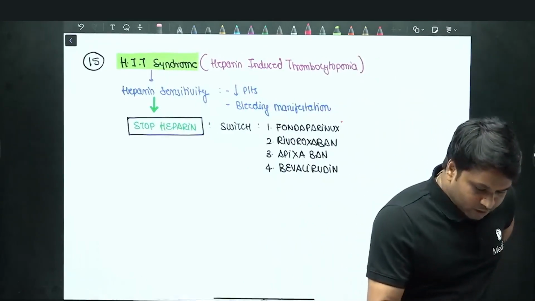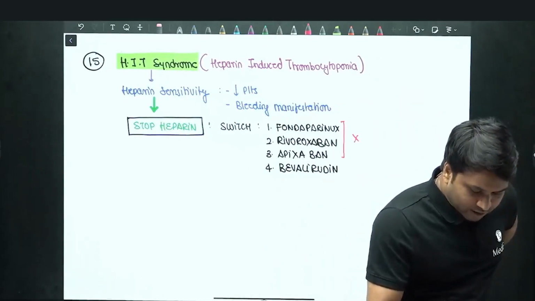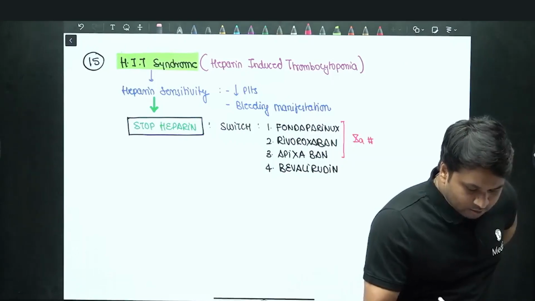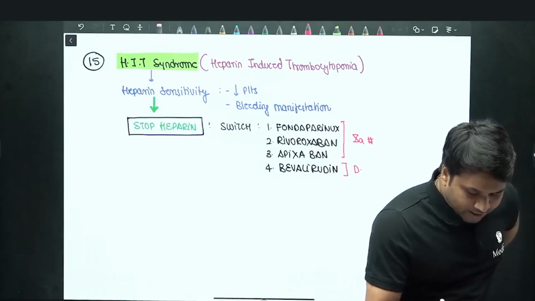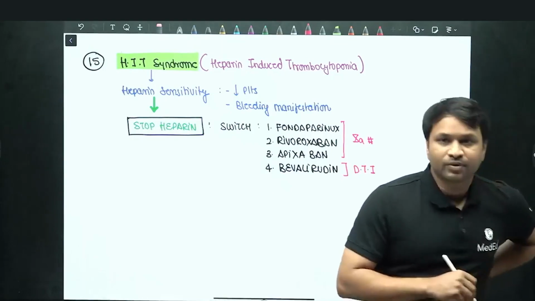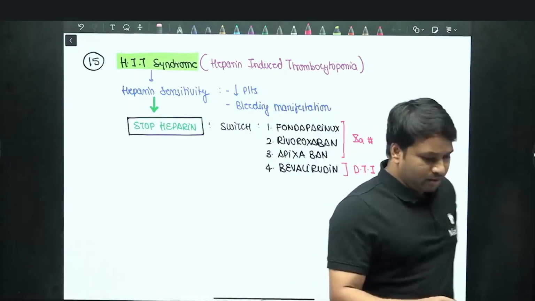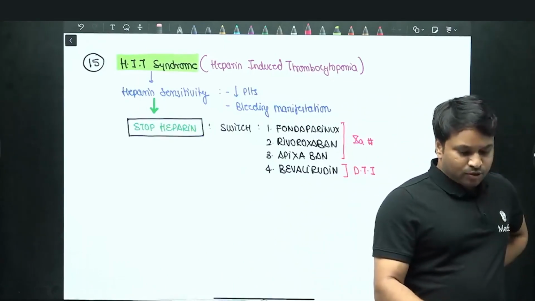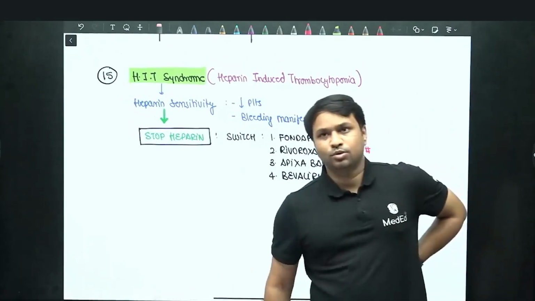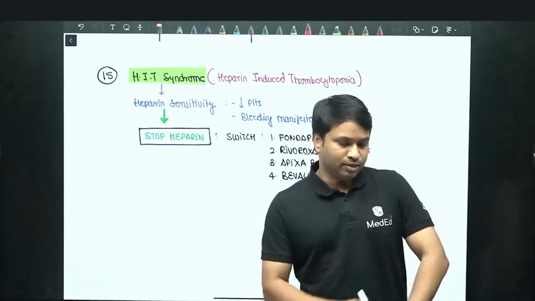Fondaparinux, rivaroxaban, apixaban are factor 10A inhibitors. Bivalirudin is your direct thrombin inhibitor, DTI, right? So you have to stop and switch to all these anticoagulants, that is for HIT syndrome.